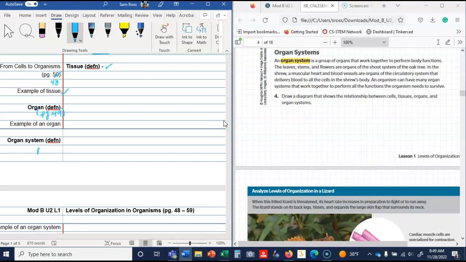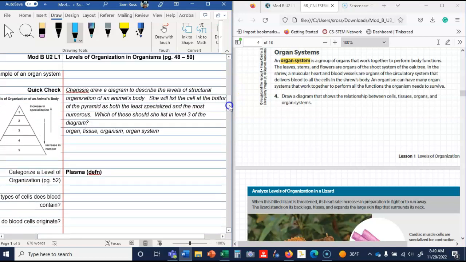Okay, so let's keep going down to organ systems, which is still on page 49. An organ system is a group of organs that work together to perform body functions. So we've done this one and this one. A group of organs that work together to perform body functions. So that's going to be your organ system.